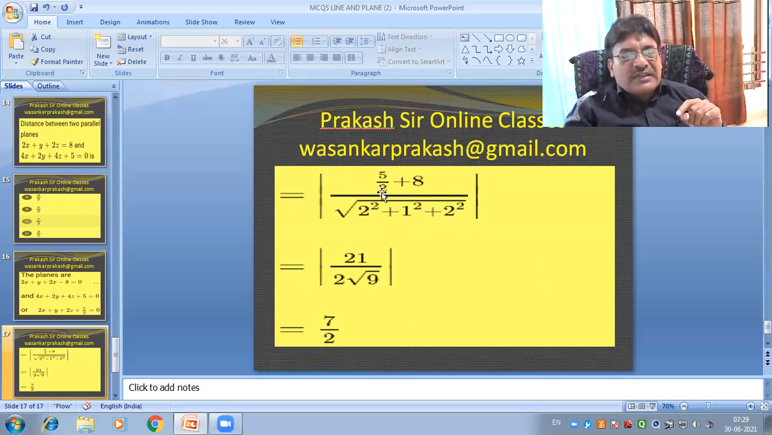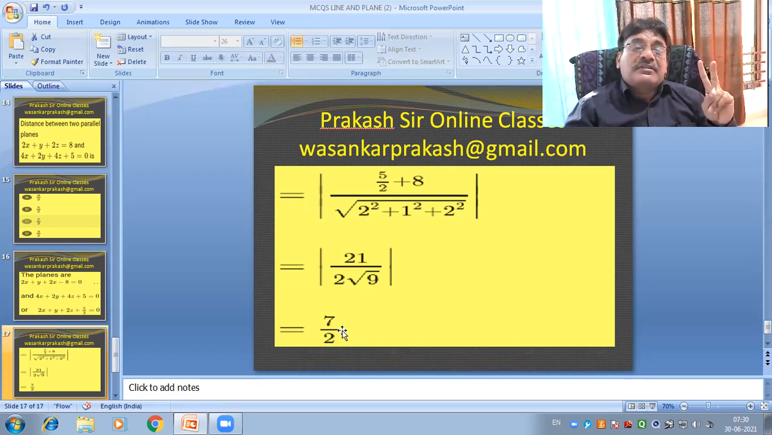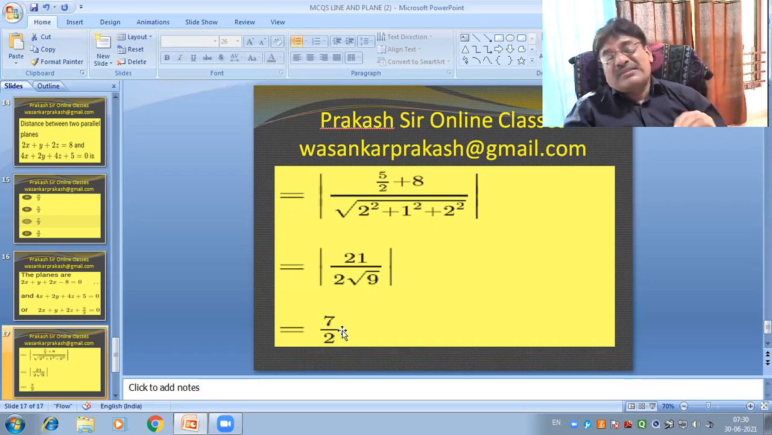Then we solve this. 2 into 8 is 16, 16 plus 5 is 21. So 21 upon 2 and under root 9, and root 9 is 3. So 21 upon 2 into 3; 3 ones are 3, and 3 sevens are 21. That is 7 by 2. And this is the required distance between the given two parallel planes whose equations in Cartesian form are given.